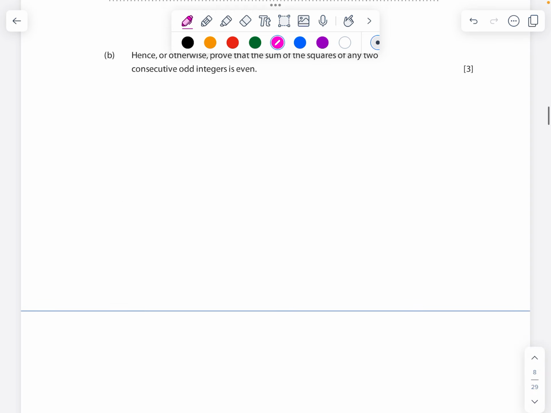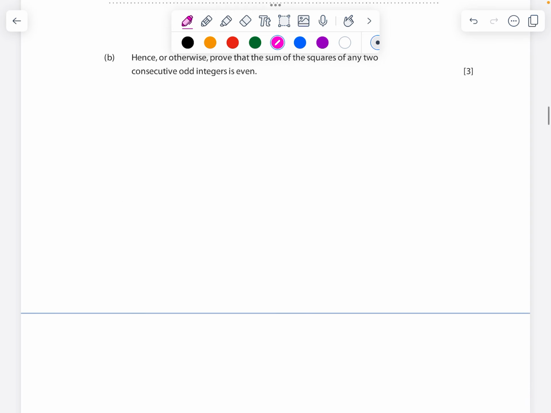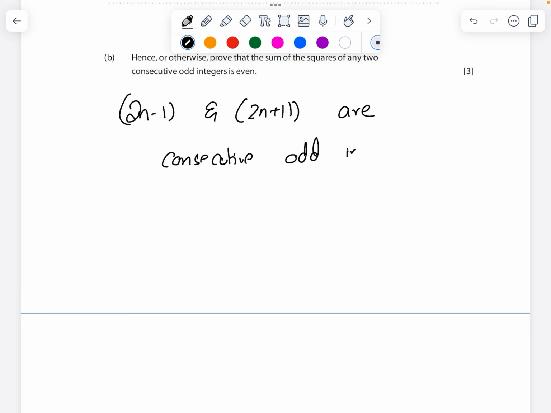Hence or otherwise. So we have to say that 2n minus 1 and 2n plus 1 are consecutive. You have to write it out as consecutive odd integers. If you need to write it out, this step gives you proper reasoning 1.